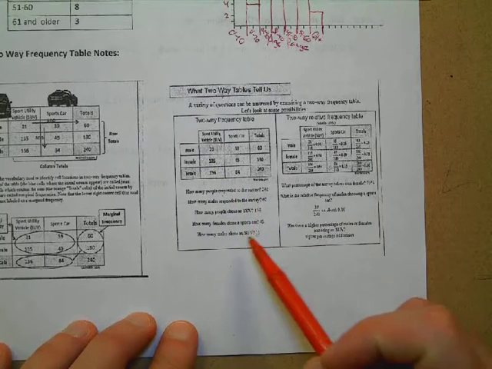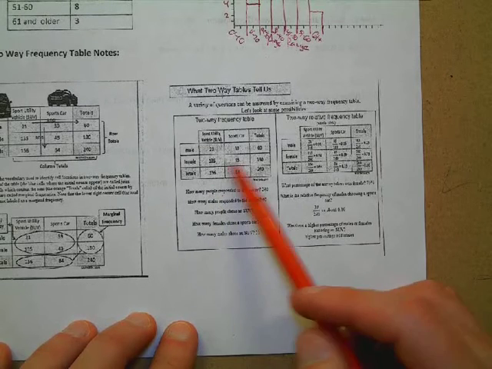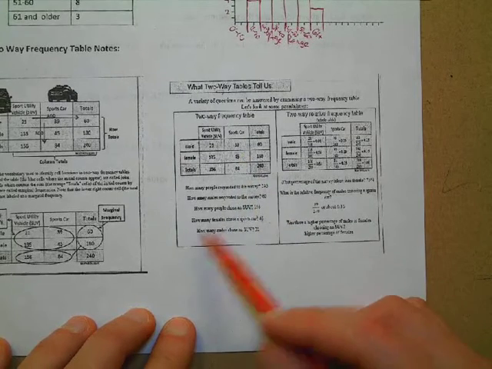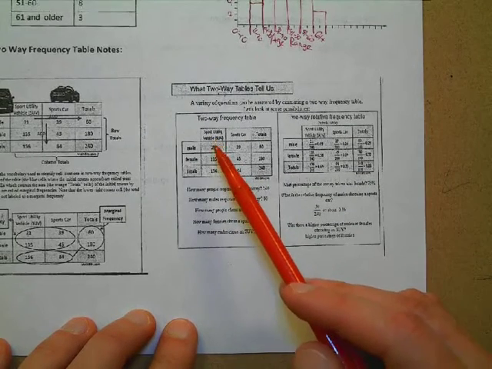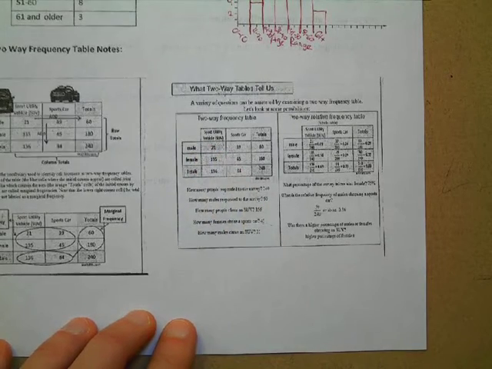How many females chose a sports car? 45. That's the joint frequency there, female sports car, 45. How many males chose an SUV? Again, joint frequency, male SUV, 21. It's easy to answer those questions.